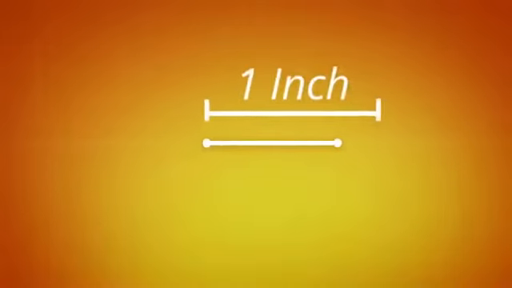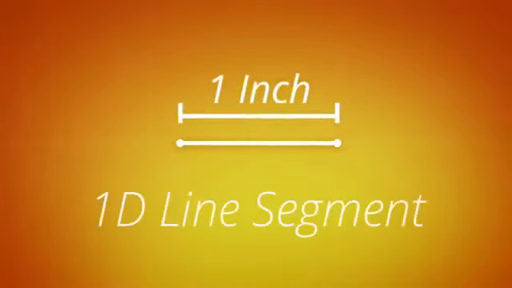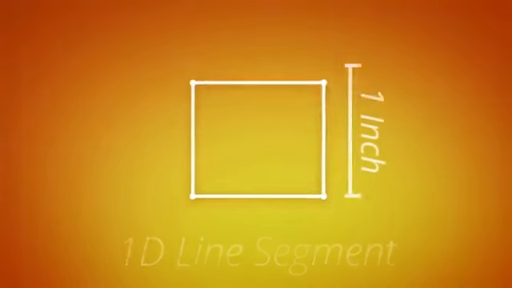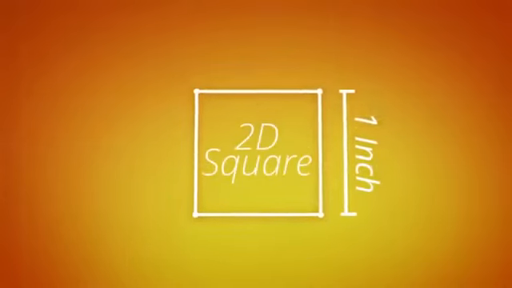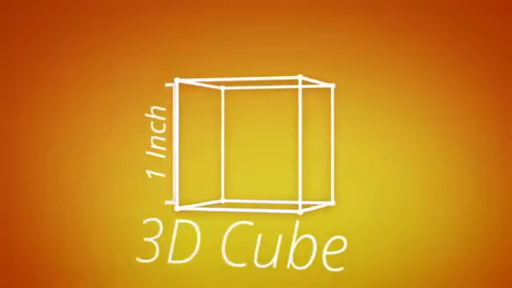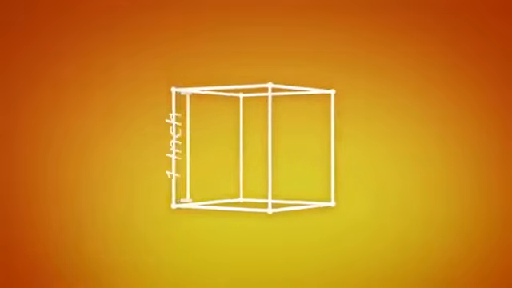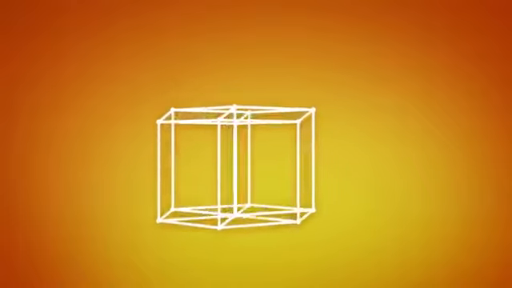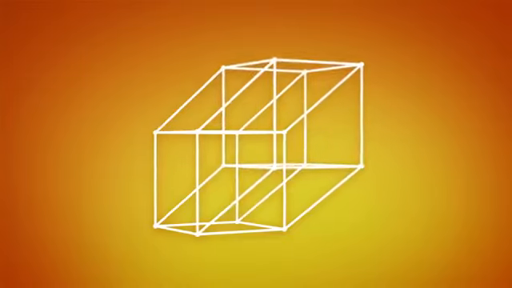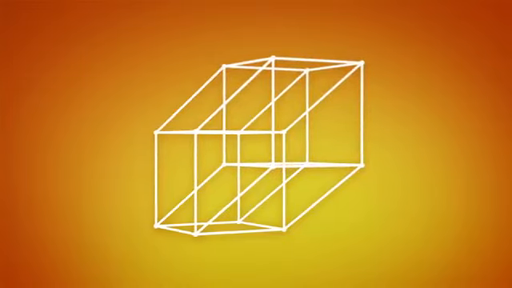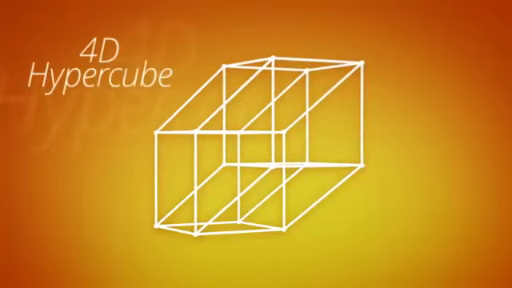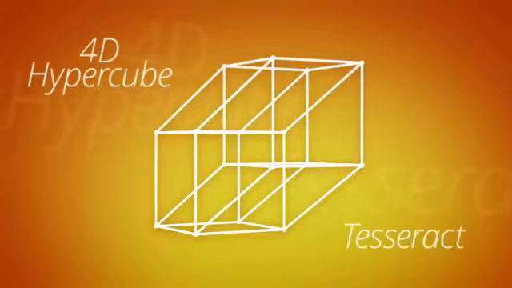Let's say we have a point, a 0-dimensional shape. Now we extend it out 1 inch, and we have a 1-dimensional line segment. Extend the whole line segment by 1 inch, and we get a 2D square. Take the whole square and extend it out 1 inch, and we get a 3D cube. You can see where we're going with this. Take the whole cube and extend it out 1 inch, this time perpendicular to all 3 existing directions, and we get a 4D hypercube, also called a tesseract.